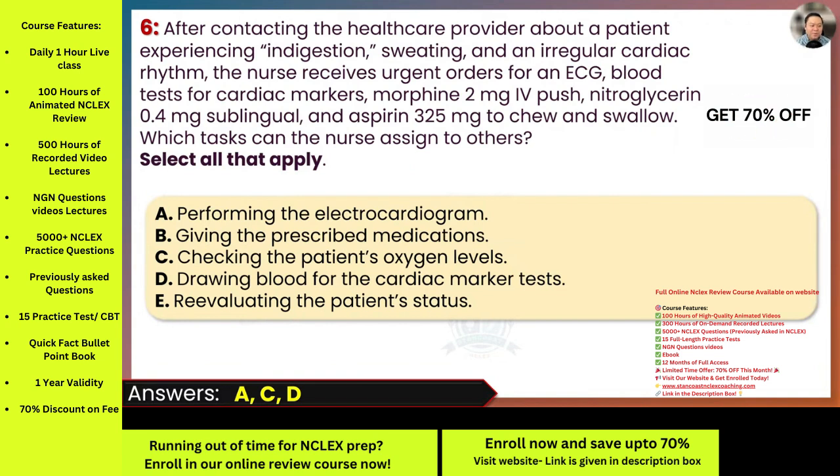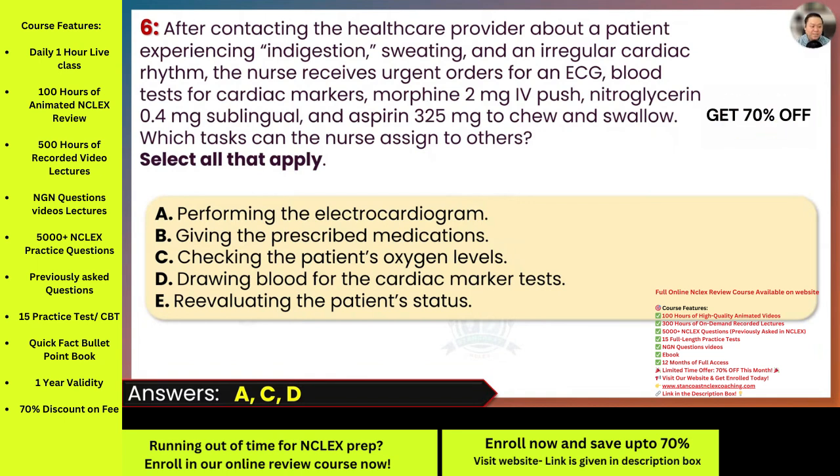Now, what about letter C, checking the patient's oxygen levels? Well, measuring the oxygen saturation using pulse oximetry is a routine task that can be done by nursing assistants or techs, and the RN will still need to analyze the readings and decide whether interventions are needed. So support staff can gather the data, such as checking the O2 saturation, but the RN must interpret it.